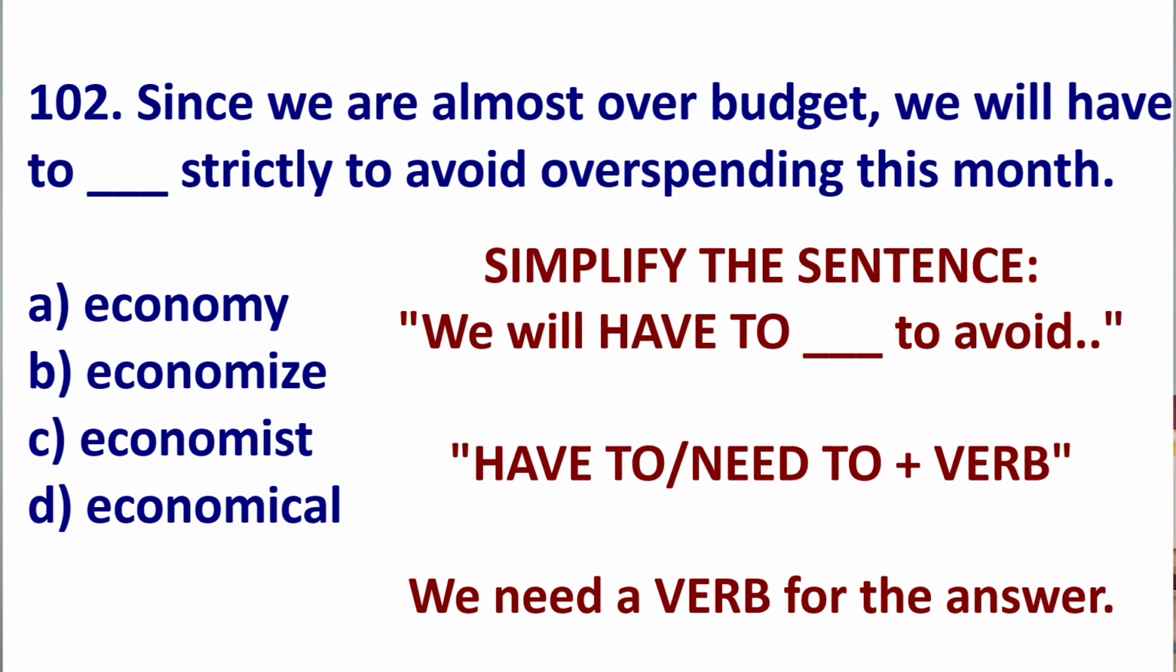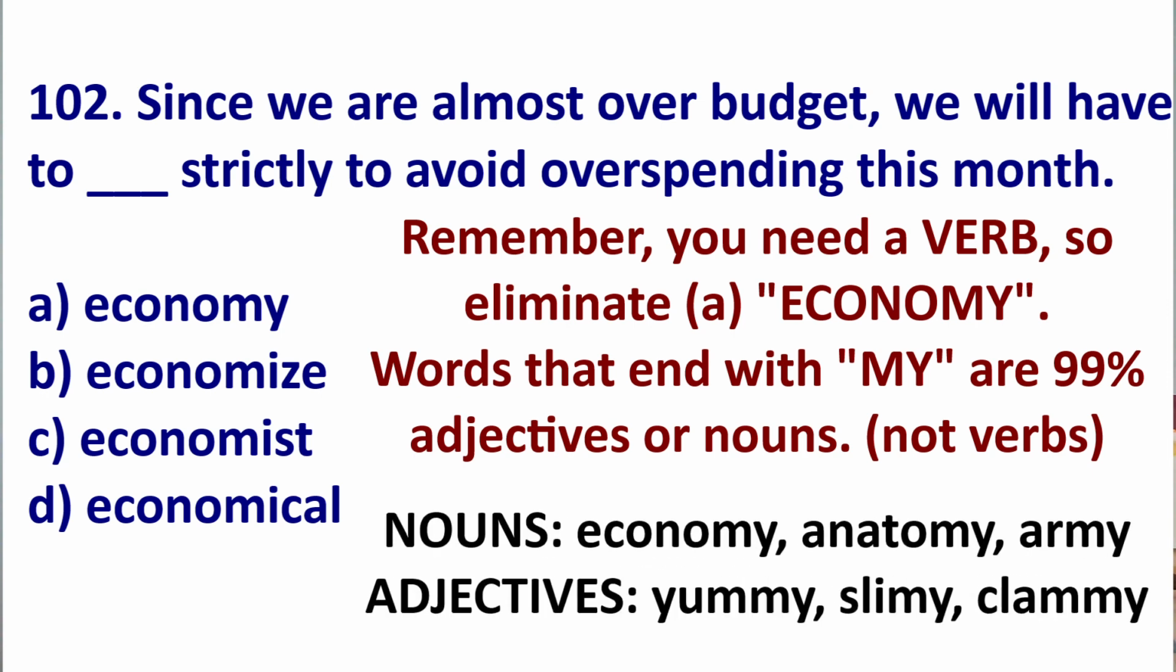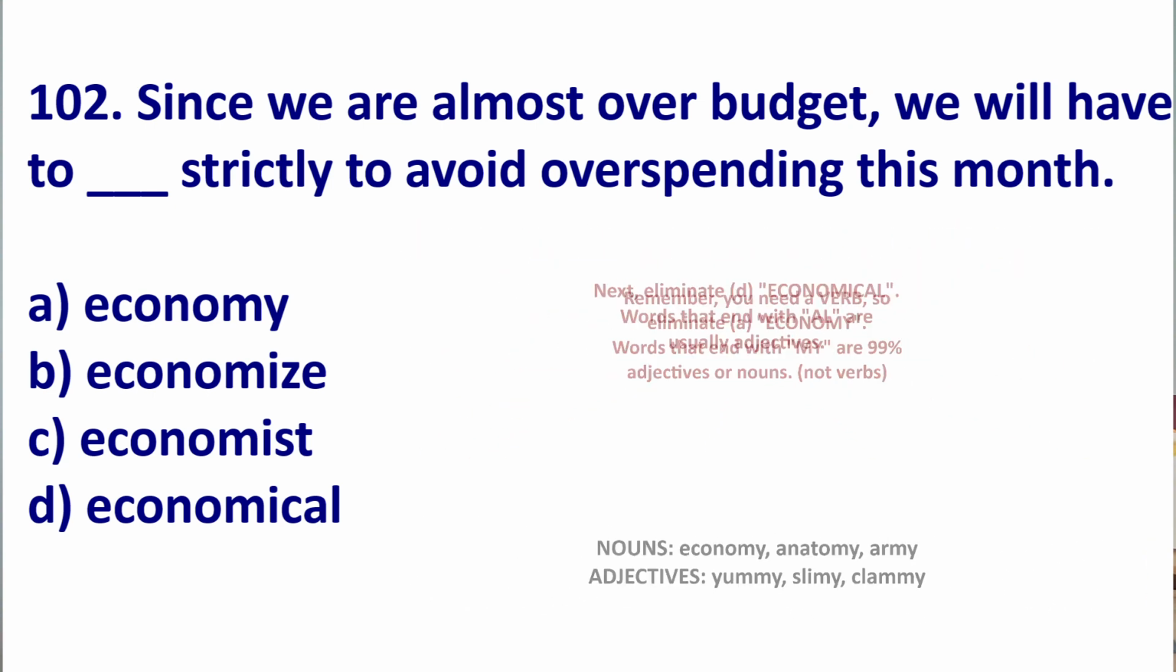Well, we see we will have to. After have to, I need a verb. So I just need to pick the verb. Now, words that end with my are usually adjectives or nouns. They are not usually verbs. So economy is incorrect. It ends with my, such as economy, anatomy, army. These are all nouns. Or if I use the adjective, yummy, slimy, gloomy. So, as you can see, these words are adjectives or nouns.